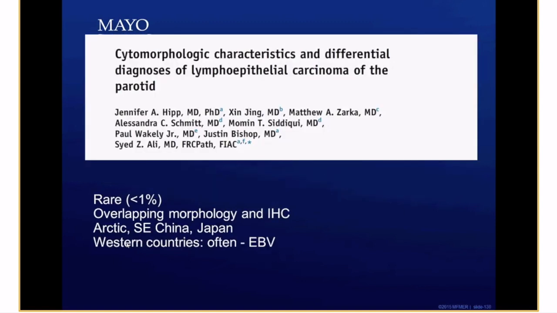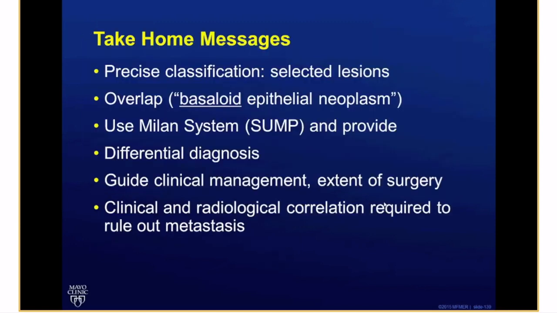So lymphoepithelial carcinoma, primary of the parotid, is an extremely rare tumor, but it can stain identical to the nasopharyngeal primary, including the positive EBV, but often in Western countries it can be EBV negative. That's a very significant pitfall as the staining profile can be identical. So it's extremely important to know whether you have a nasopharyngeal mass or not. And if you don't, then you might be dealing with a primary lymphoepithelial carcinoma of the parotid gland.